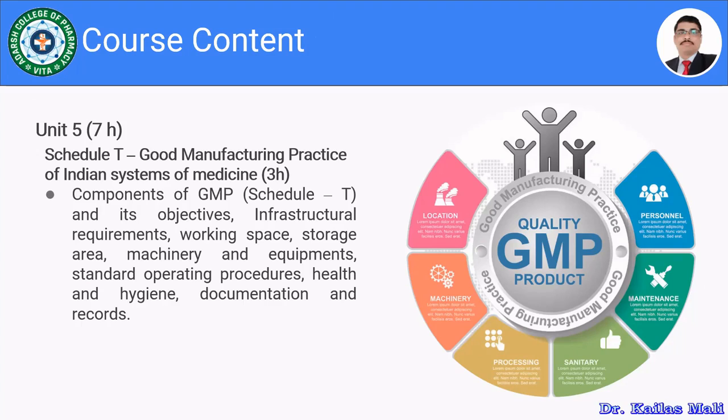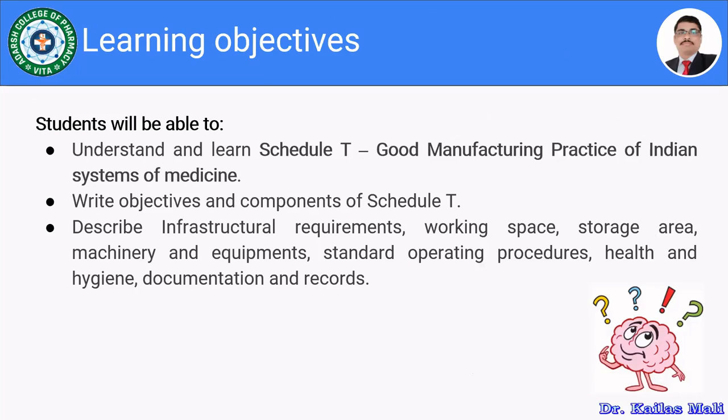Let us see the learning objectives which I have set for the topic Schedule T, good manufacturing practices of Indian systems of medicine. I have set three objectives. The very first objective is to understand and learn Schedule T, the good manufacturing practices of Indian systems of medicine. The second objective is to write the objectives and components of Schedule T, the good manufacturing practices for ASU drugs. And the last objective is to describe infrastructural requirements, working space, storage area, machineries and equipment, standard operating procedures, health and hygiene, documentation and records. So these are the objectives which I have set for the topic.